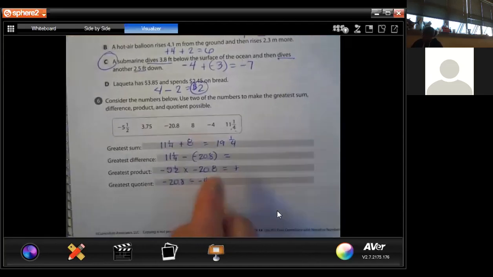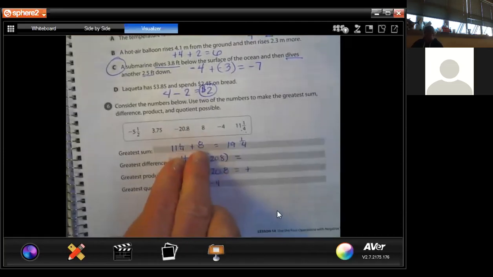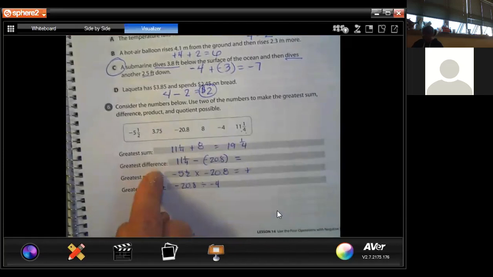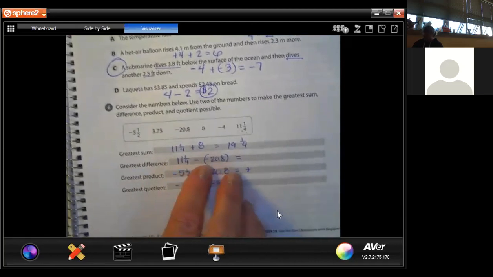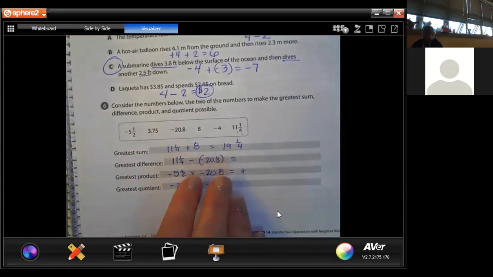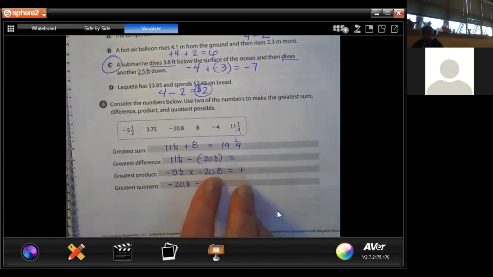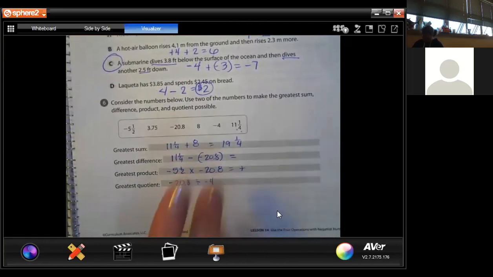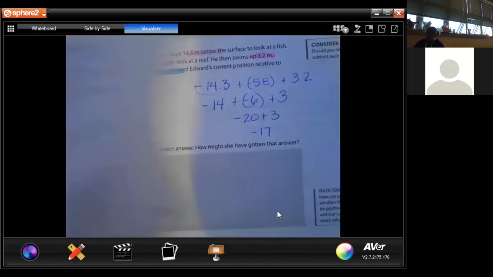Number 6, okay? Using these numbers in here, which would give us the greatest sum? Well, obviously your 2 positive numbers. Which would give us the greatest difference? Your largest positive and your smallest. So 11 1/4 minus a negative 20 8/10. The greatest product, we're looking for either 2 positives or 2 negatives. And the 2 negatives win because this number is pretty big. So negative 5.5 times negative 20 8/10 is your answer. And the greatest quotient, again, you're either looking for 2 positives or 2 negatives. And this one right here, negative 20 8/10 divided by negative 4 is it.